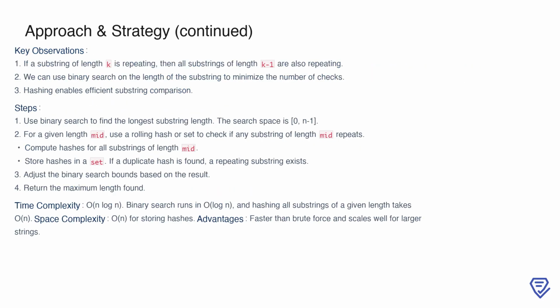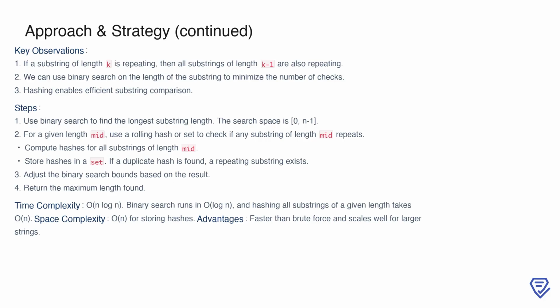Now, let's explore the optimized approach using binary search and hashing. There are a few key observations that form the foundation of this strategy. First, if a substring of length k is repeating, then all substrings of length k-1 must also be repeating. This allows us to use binary search on the length of the substring, significantly reducing the number of substring checks. Additionally, hashing enables efficient comparison of substrings, making it faster to identify duplicates.